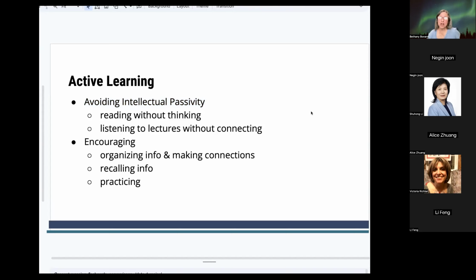Active learning, your thoughts on this? Have you consciously thought about active learning in your classes, even if you didn't call it that? Thoughts?